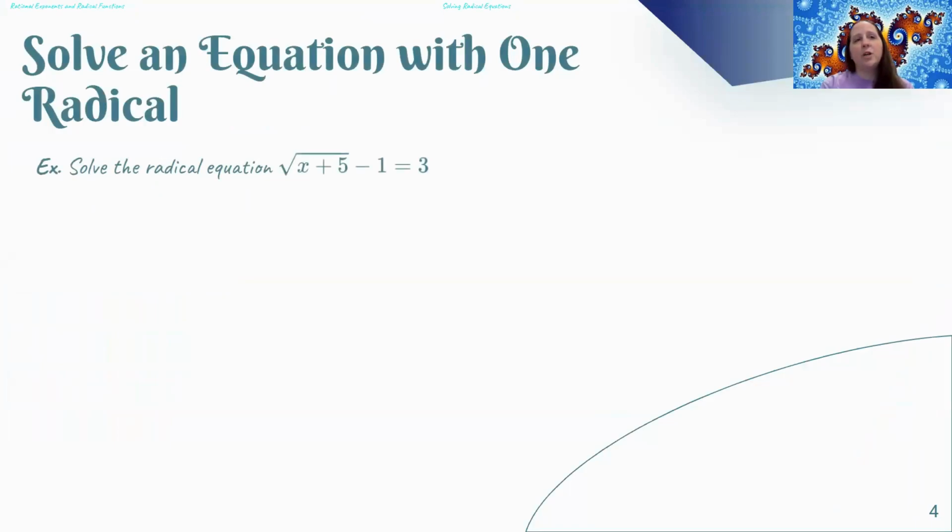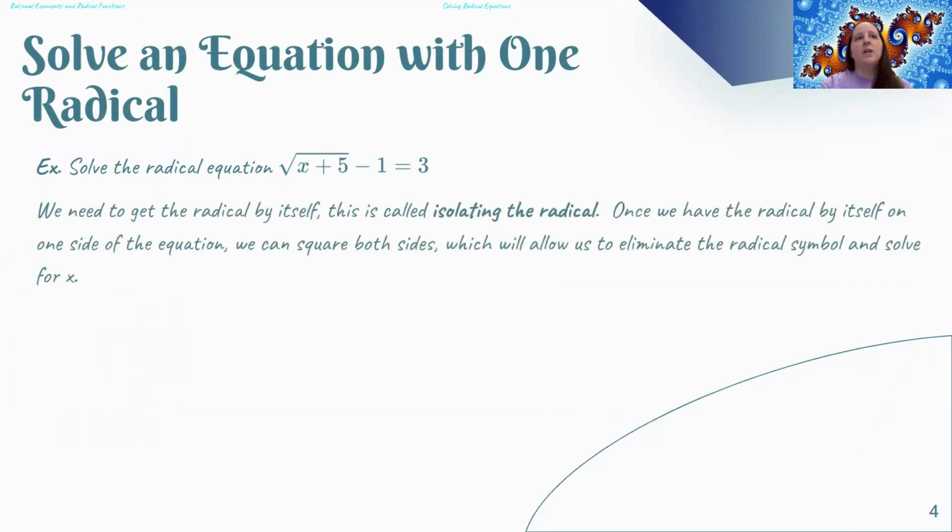We want to solve the radical equation, the square root of x plus 5 minus 1 equals 3. So the first thing I want to do is try to isolate this radical. We need to get the radical by itself, which is called isolating the radical. Once we have the radical by itself on one side of the equation, we can square both sides, which will allow us to eliminate the radical symbol and solve for x.